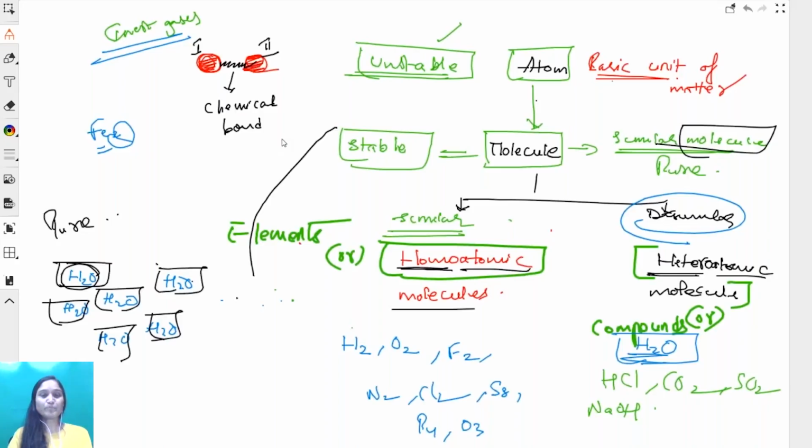So today, though chapter number 4 is carbon and its compounds, we're not starting with it. We are starting with periodic classification of elements. So shall we start with the chapter now? Shall we? Yes, that's very good.